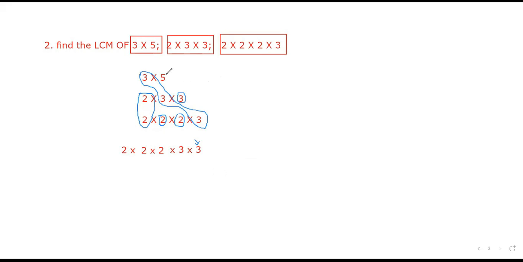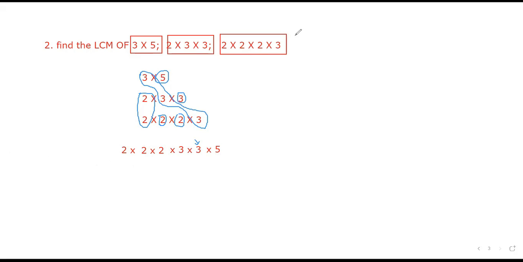And then I have 5. Okay, you can see 5. So I'm just going to put the 5 down here. You can see it's very different from the HCF. Now I have the common factors, or should I say the factors, here. Now I'm going to look for my LCM.